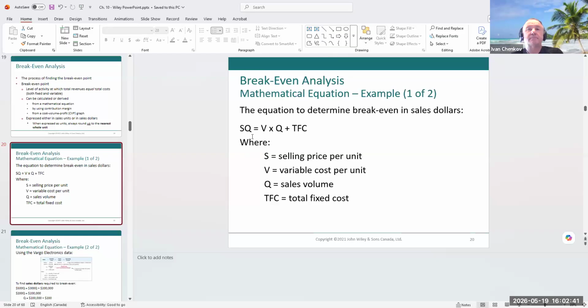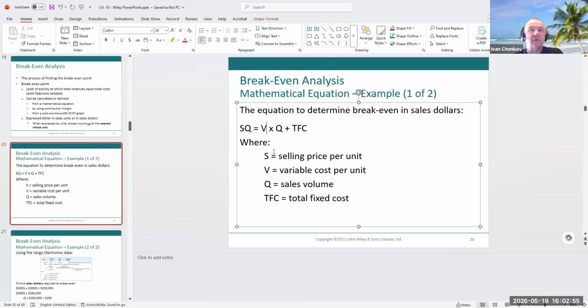So let's go now to the slides and repeat those in light of the slides, and see how the slides deal with those calculations. Again, the equation: sales is equal to sales price per unit times number of units. That's equal to the variable cost per unit times units that we're selling, plus total fixed cost.